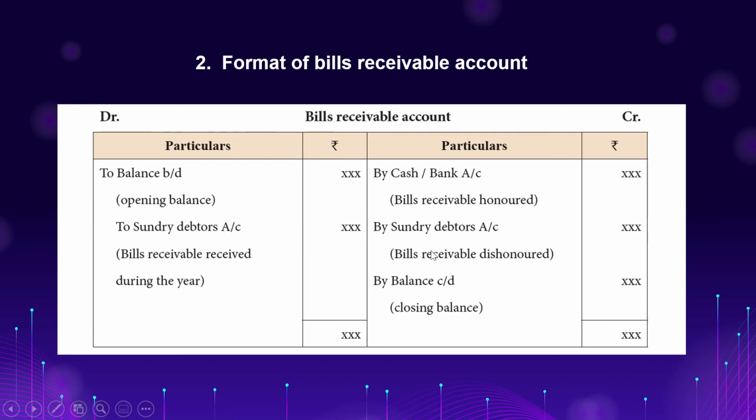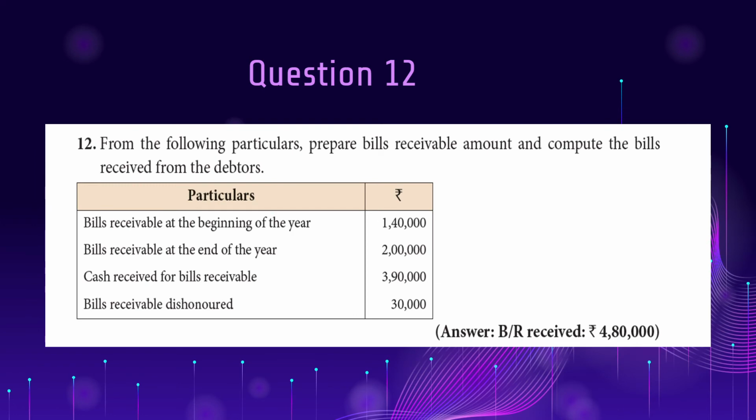And sometimes when the bill is dishonored on the maturity date, once again they will become sundry debtors. Then we need to convert them and transfer them to the sundry debtors account again. So you should write sundry debtors account, bills receivable dishonored, and this is closing balance. Now see here, these two you have to transfer to the sundry debtors account and you should write it as bills receivable there. First we'll see only the bills receivable.